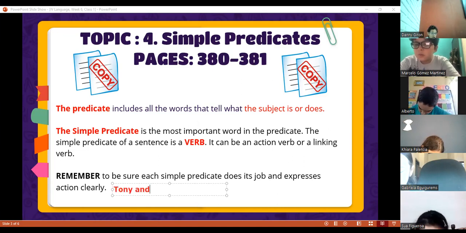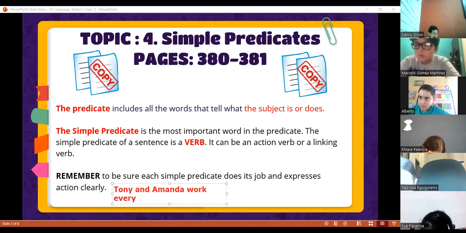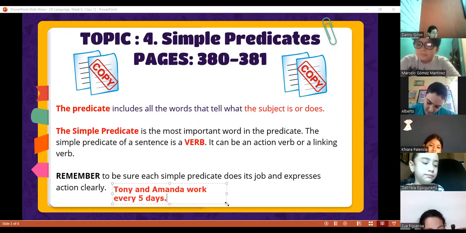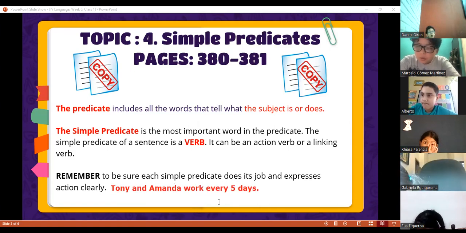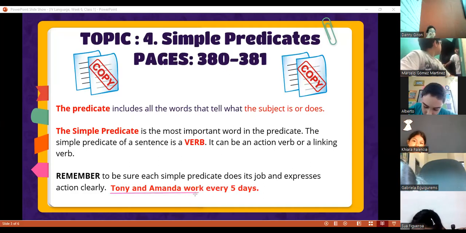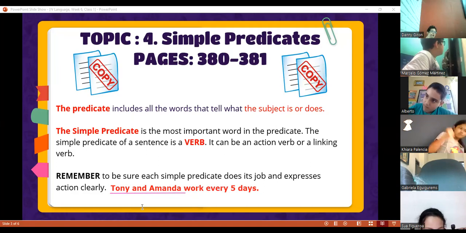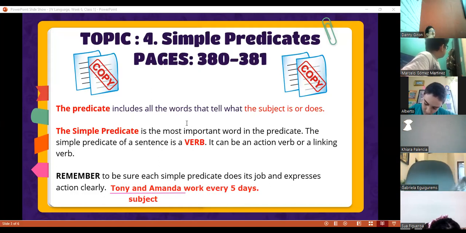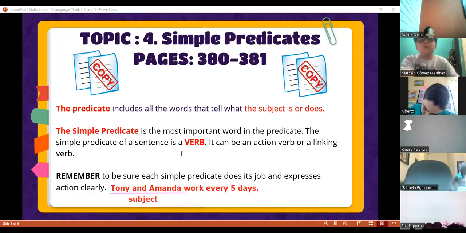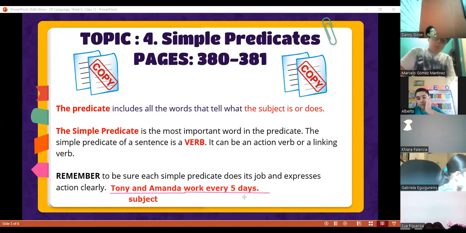Tony and Amanda work every 5 days. Okay, this sentence. What is the subject in this sentence, class? And what is the predicate? Tony and Amanda is the subject, and work every 5 days is the predicate. That's right. So that is a predicate, as you mentioned. Excellent.